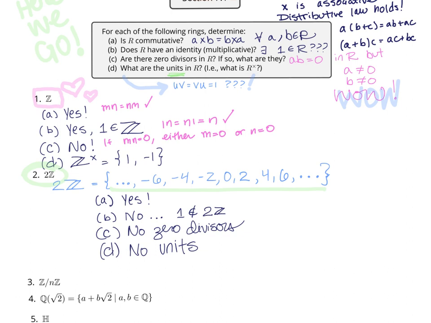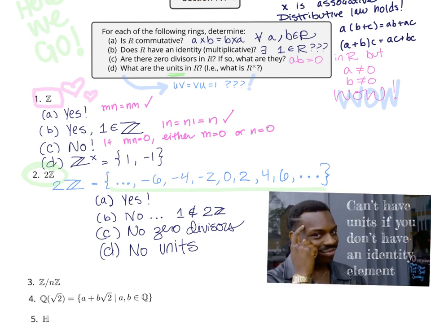Now, before we get too excited about checking if there are units, if we don't have a multiplicative identity, we can't have units. That would violate closure of our ring. So it's a non-starter there.